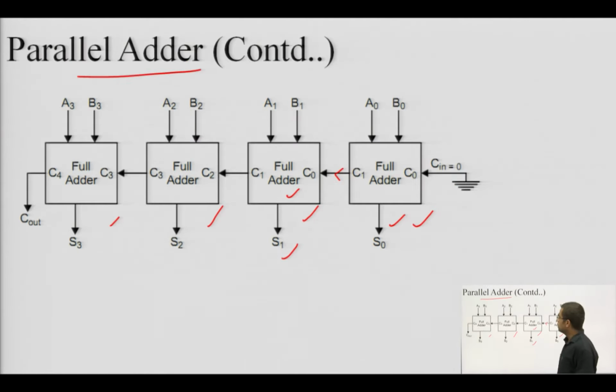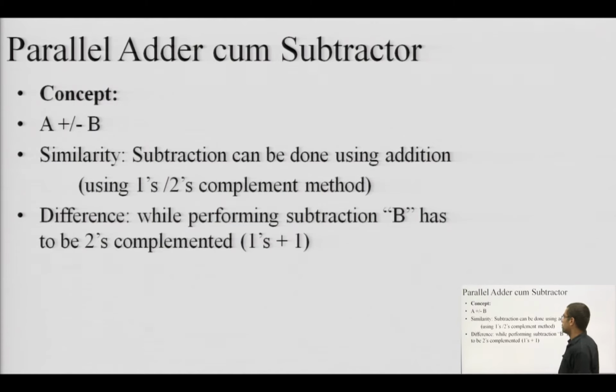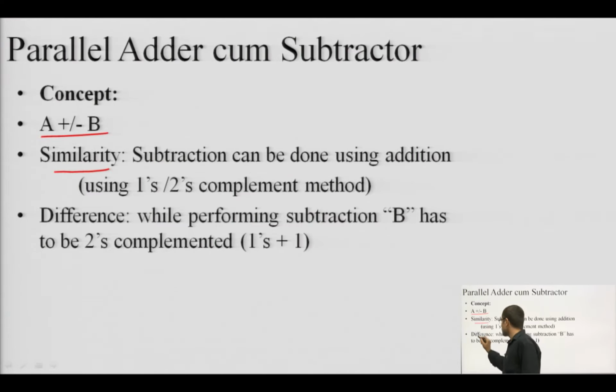So, now let us come to the adder cum subtractor part. Okay. We have already seen the serial addition, we have already seen the parallel addition. Now, if we have to implement addition and subtraction using the same circuit, then we have to understand what are the similarity points and what are the difference points between addition and subtraction. It is very clear that addition cannot be performed using subtraction rules, okay, because both the rules are different, but it is well known to us that subtraction can be performed with the help of addition using the 1's complement method and 2's complement method, which we have already covered in our unit 1.